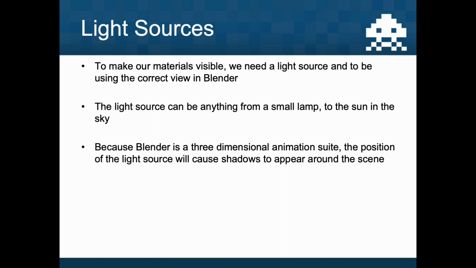So to make our materials visible, we need a light source and to be using the correct view within Blender. The light source can be anything from a small lamp to a sun, but if we don't have a light source, any material that we add won't be visible. Because Blender is three-dimensional, the position of the light source is really important. So we'll get things like shadows on our characters and on our scenes based on where the light source is. And in a moment, we're going to look at adding a material. But to do that, we'll also need to add in a light source.